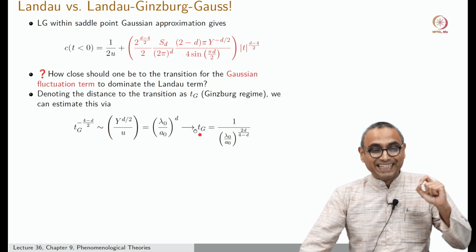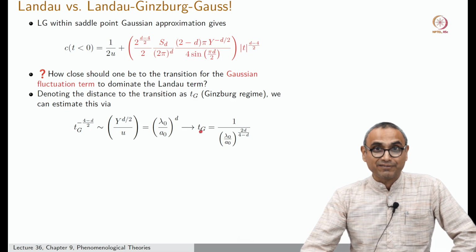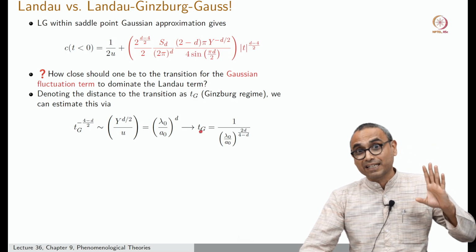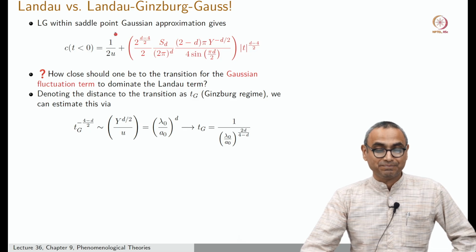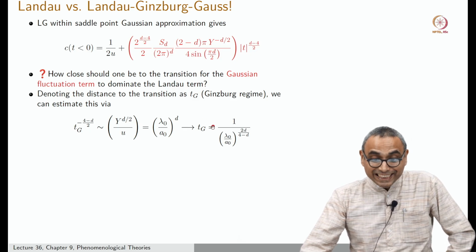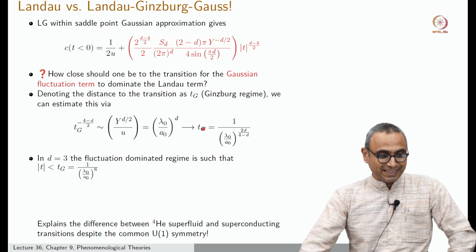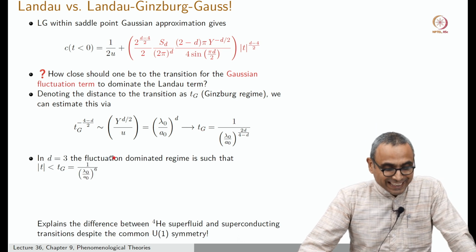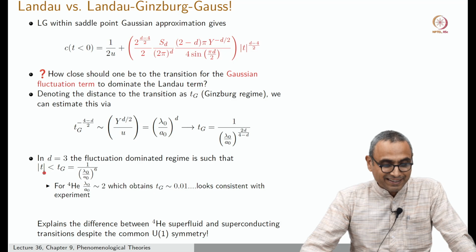If t, little t, the distance to the transition, is less than this Ginzburg window, then the fluctuation term is bigger than the Landau jump discontinuity. So, the question is, how big is this Ginzburg window? If you take d equal to 3, then you will see that the fluctuation dominated regime is such that t less than Tg is less than 1 by this thing.